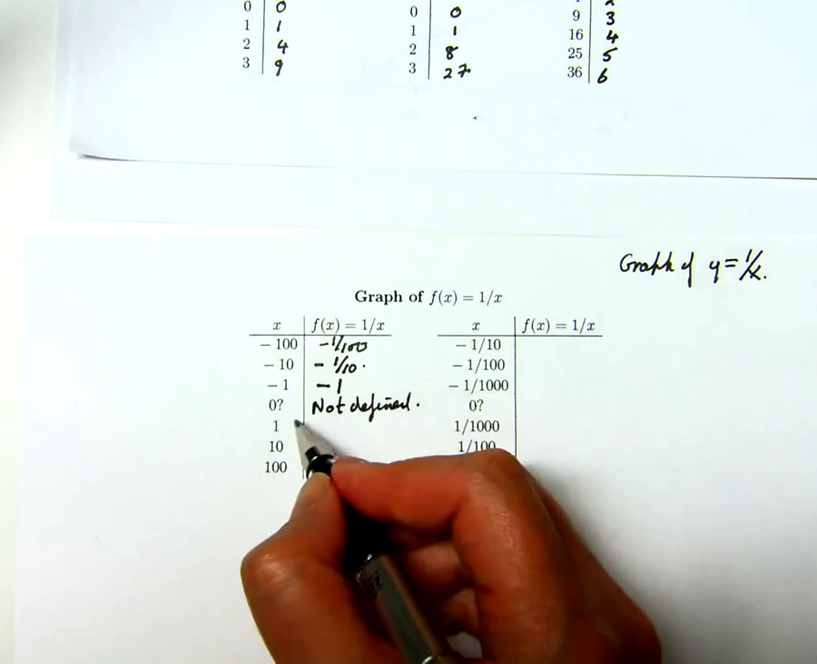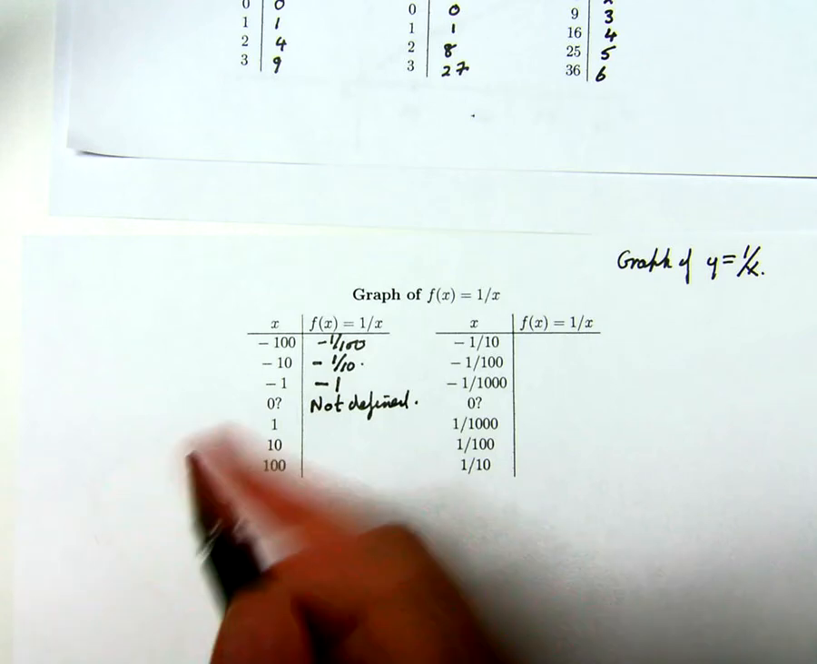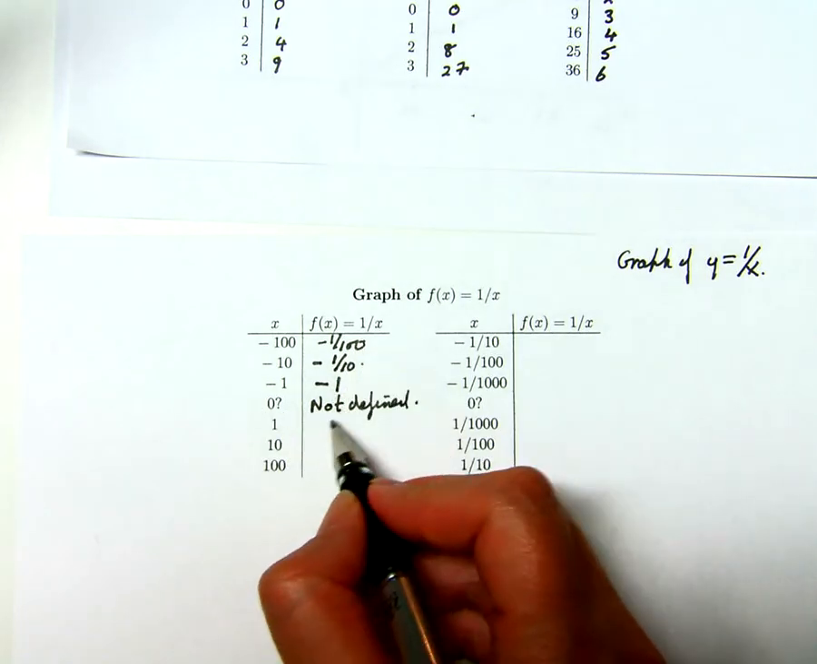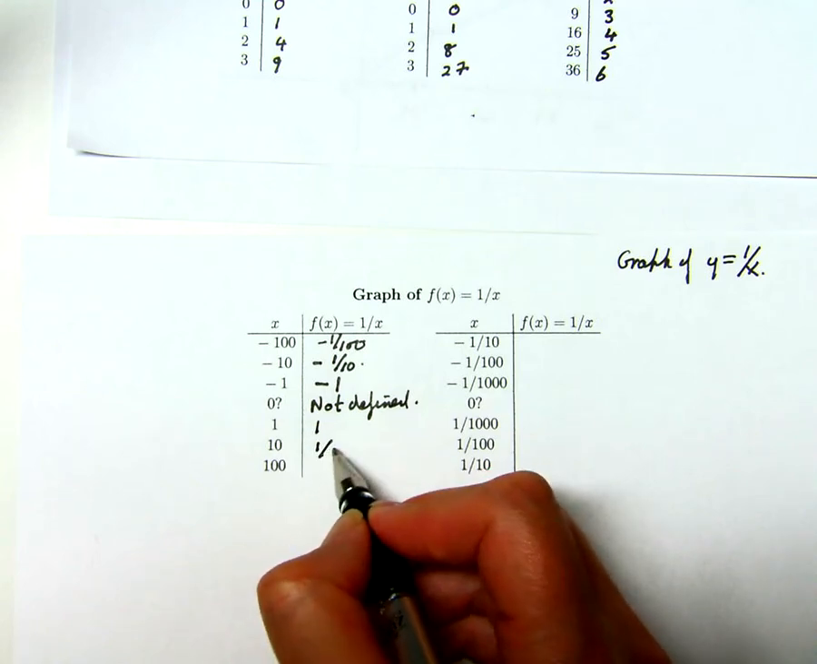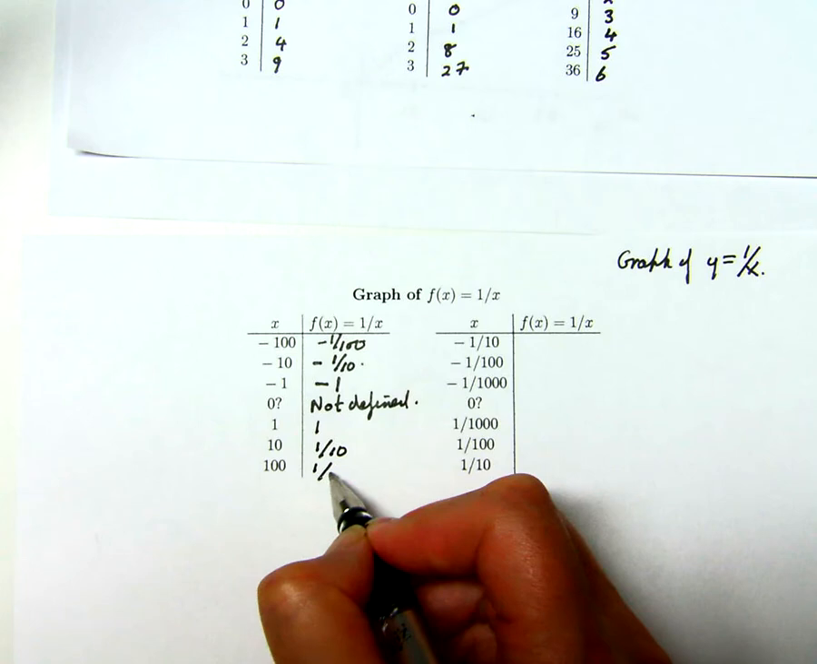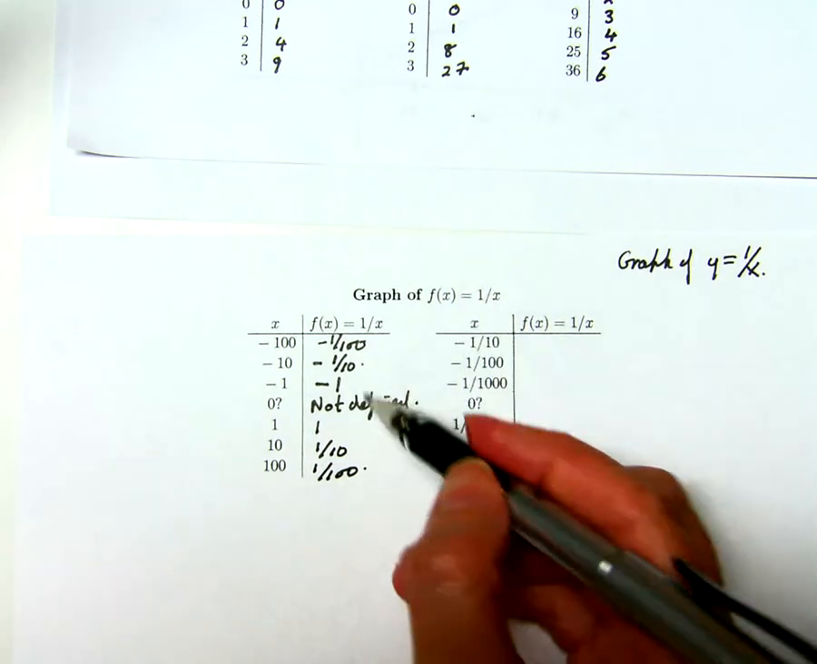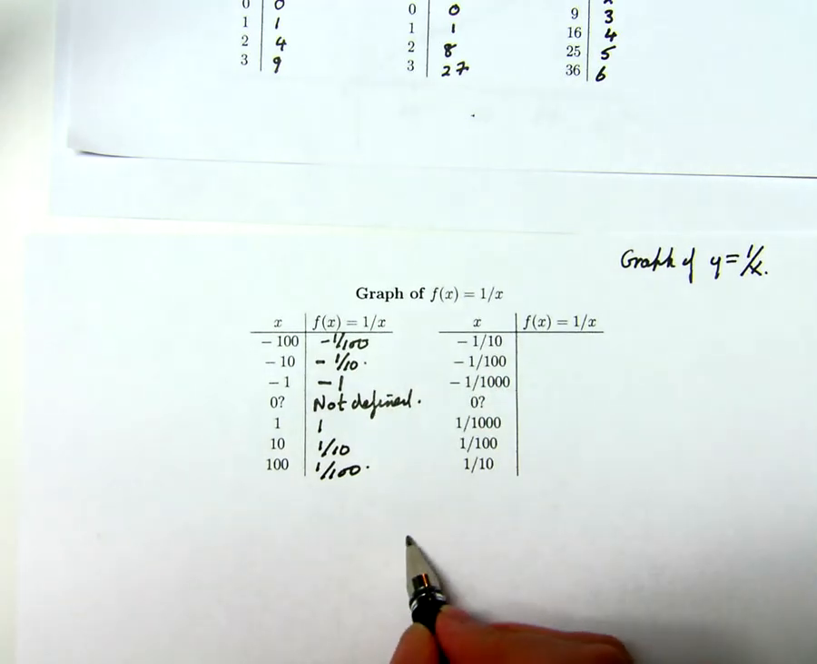So 0 is not in the domain of this function, so we don't have a point on this graph where x is 0. When x is 1, 1 over x is 1. When x is 10, 1 over x is 1 over 10. When x is 100, 1 over x is 1 over 100. Now you can see these values are very, very small in absolute value.